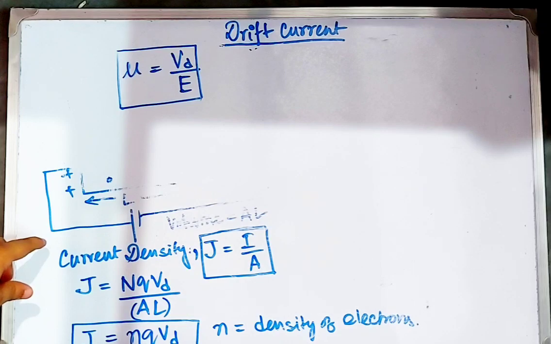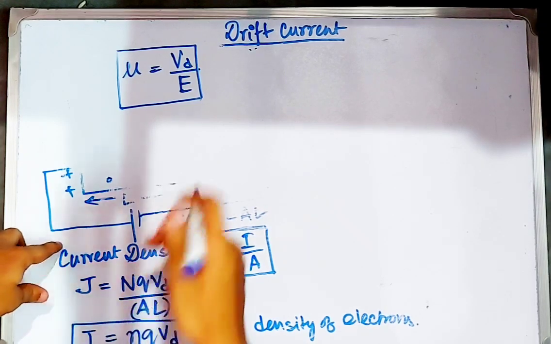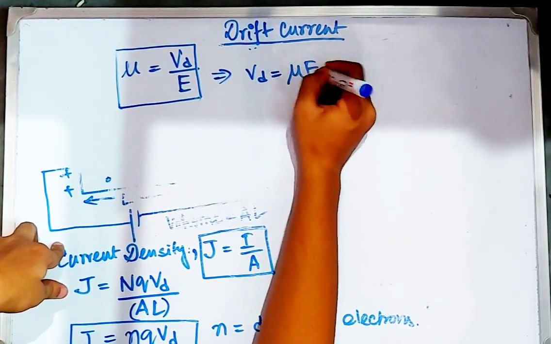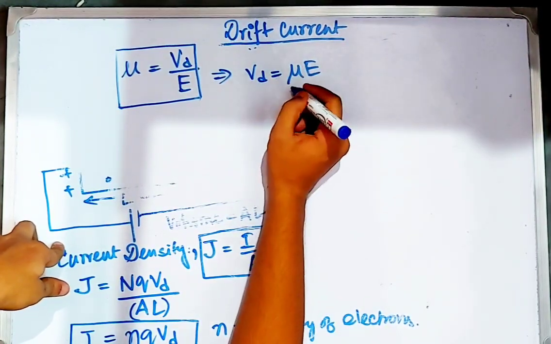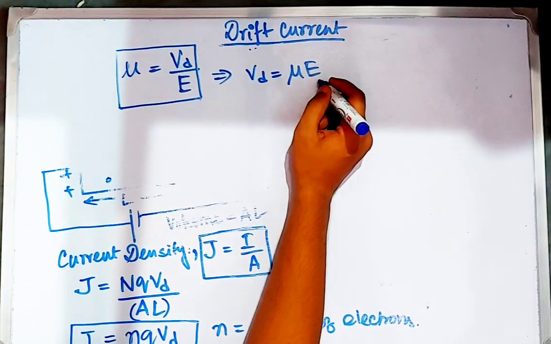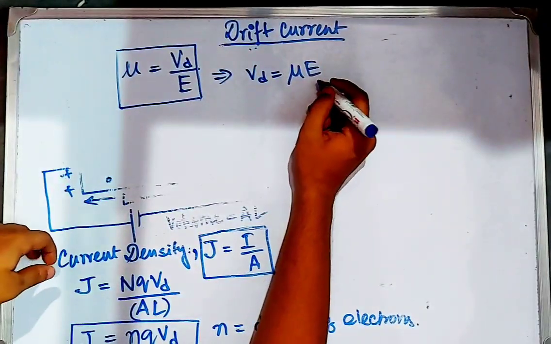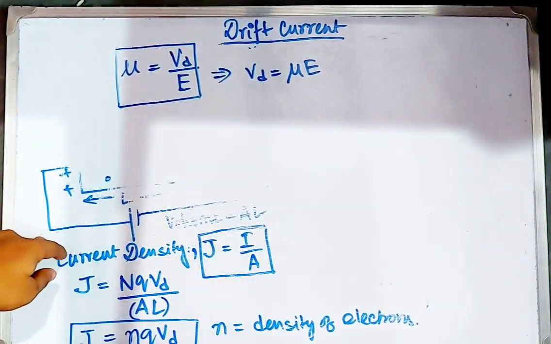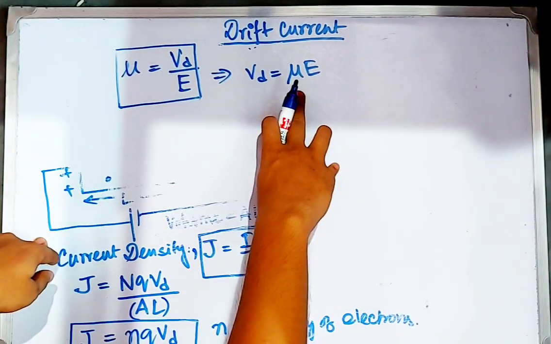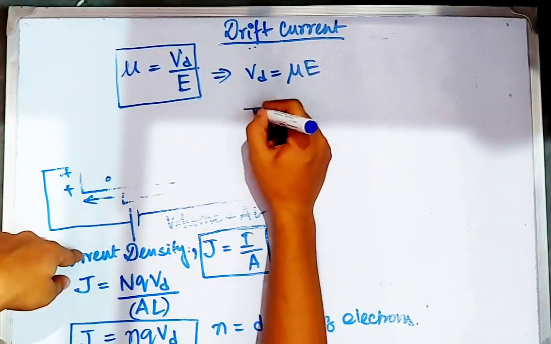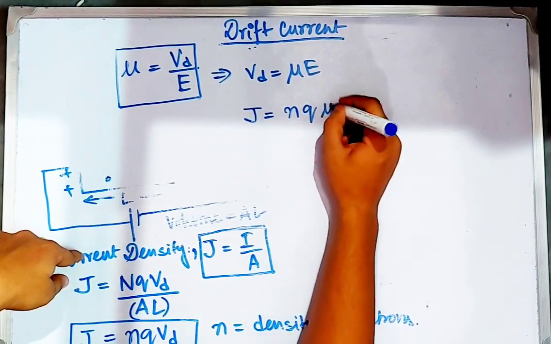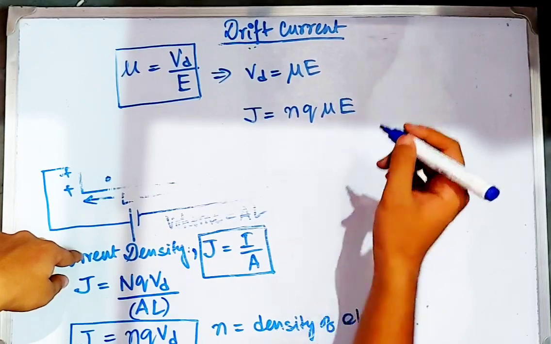From there we can write Vd equal to mu E, drift velocity is equal to mobility into the external electric field that is applied across the semiconductor. So we can replace this Vd with this mu E. So J is equal to nq mu E.